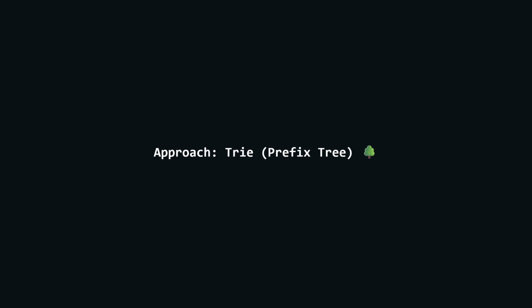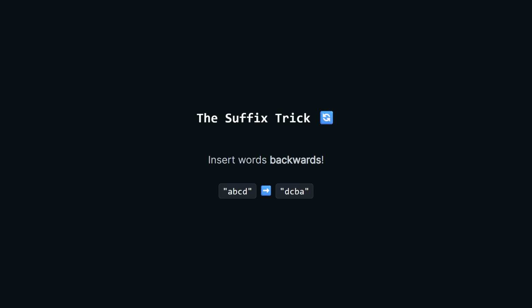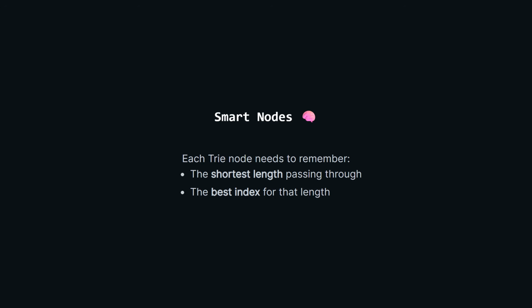To solve this efficiently, we are going to use a special data structure called a trie, which is normally used to quickly search for prefixes of words. But since we care about suffixes, the endings of the words, we can pull a clever trick and just insert all our dictionary words into the tree completely backwards. The secret sauce here is that as we build this tree, every single stopping point in the tree needs to permanently remember the shortest word that passes through it, and that word's original index.